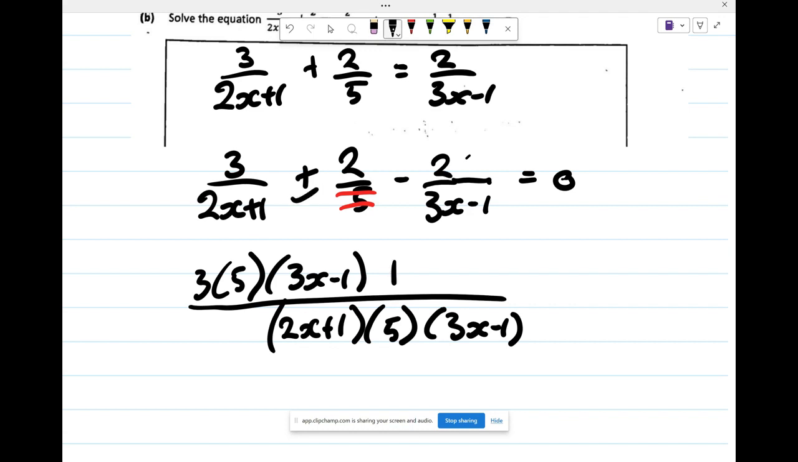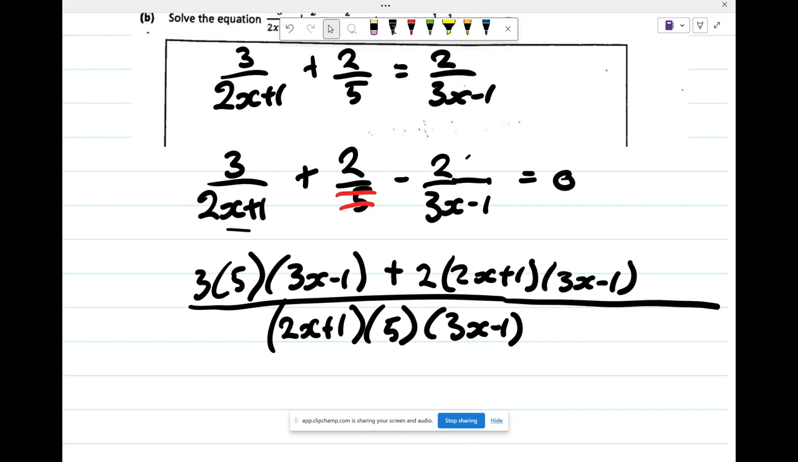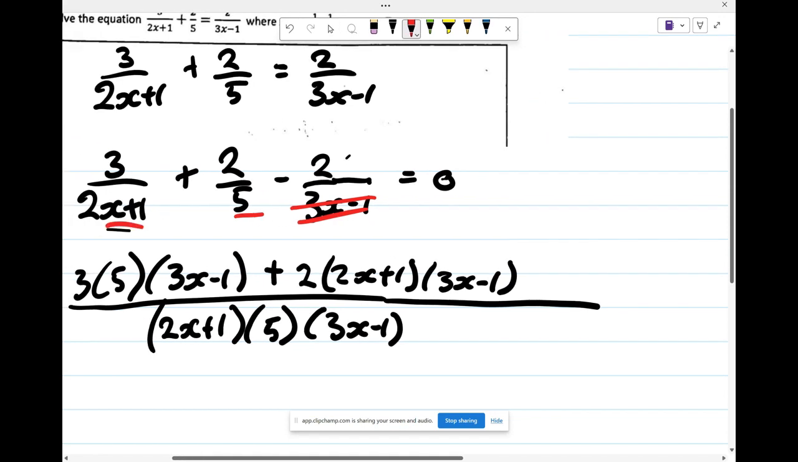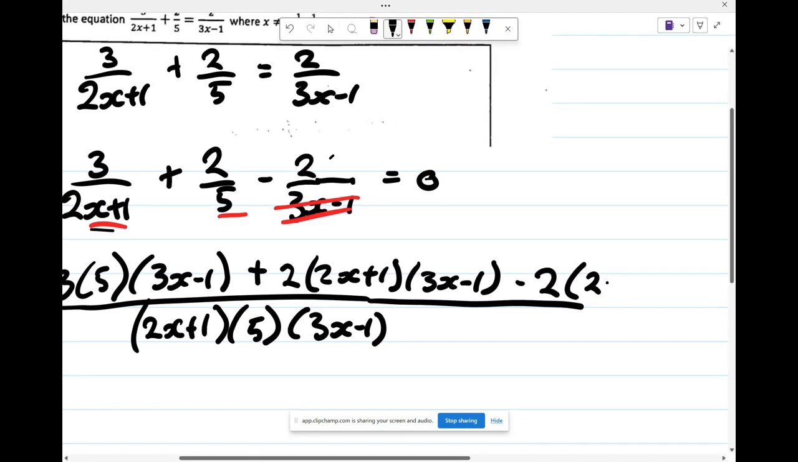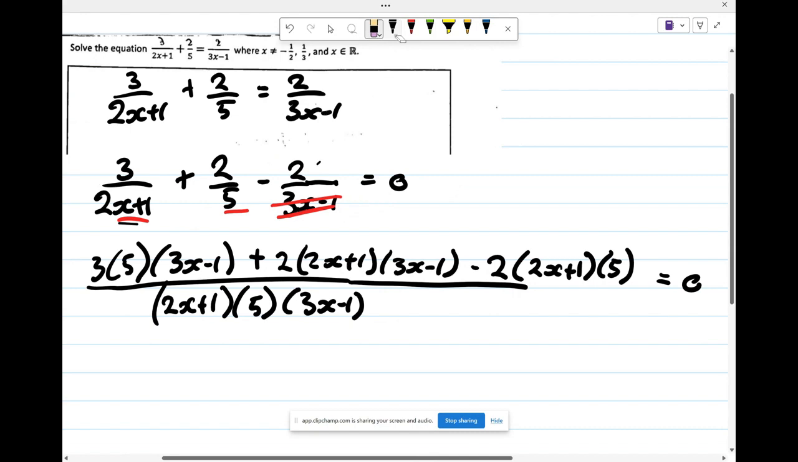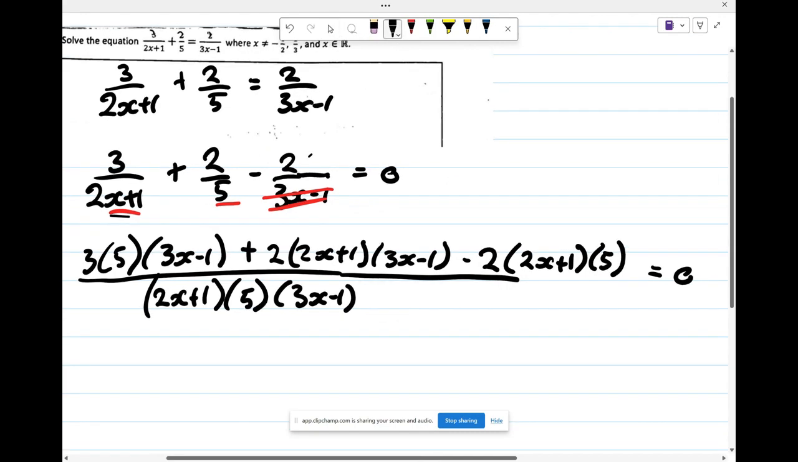And don't forget this plus sign, so it's plus 2 times 2x plus 1, and then times 3x minus 1. And then our very last one, we're going to cover up this term here, and we're going to multiply by 5 and by 2x plus 1. So we have, don't forget this minus, so we have minus 2 times 2x plus 1 times 5. And all of that, don't forget, is equal to 0. So we're going to try to find x on its own.